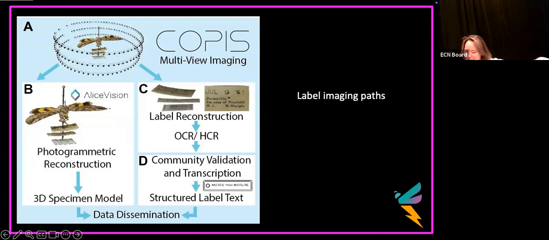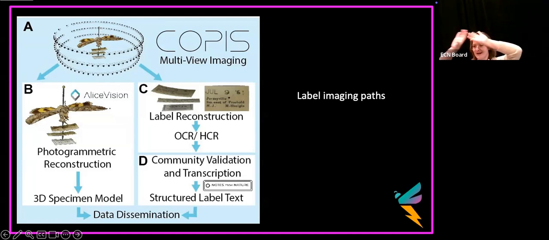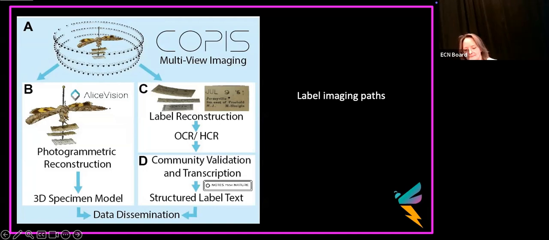And then you have this separate workflow, which is the label reconstruction, taking those little partial images. If you take a camera and bring it all around a specimen that has labels on it, like you see here, you'll wind up with partial views of that label, right? You can read some stuff, you might be able to make out words, but you can't read all of it. So what the Lightning Bug project is starting to do is take those partial labels and reconstruct them into flat image labels that can be used in an OCR or HCR pipeline. Then, if we want to, we can do community validation and transcription, or in-house validation and transcription, finally getting into the structured label text and then out into data dissemination.